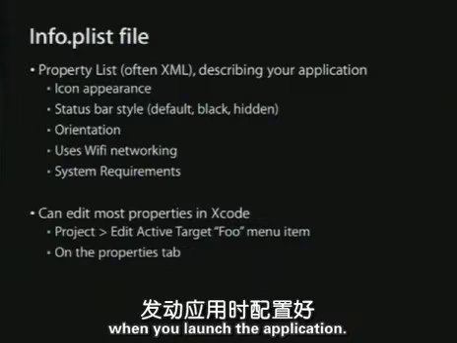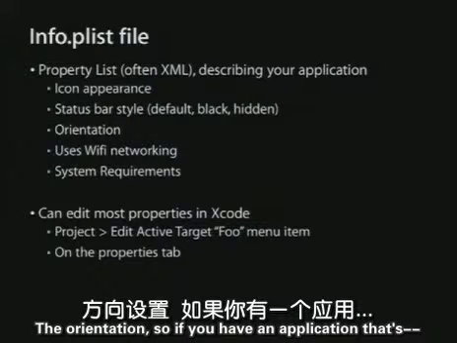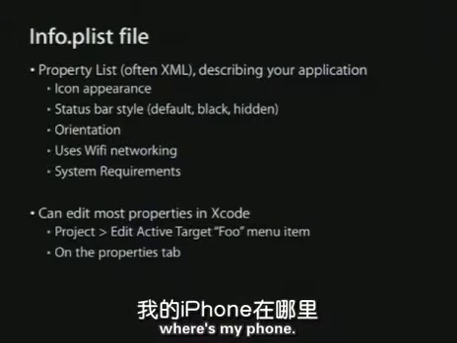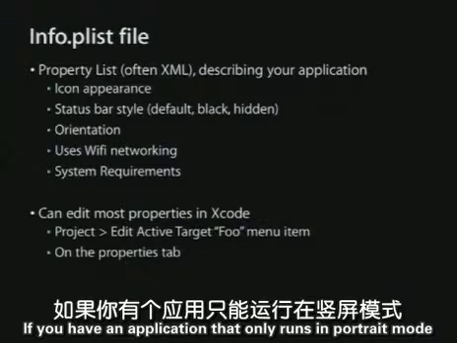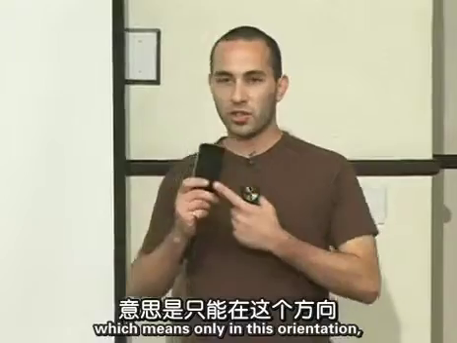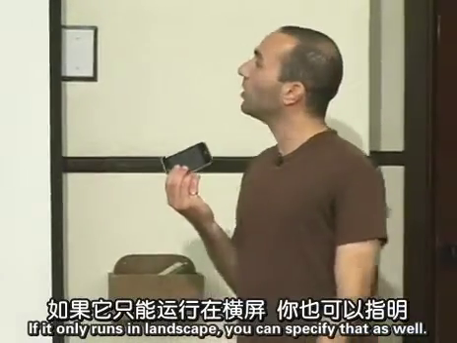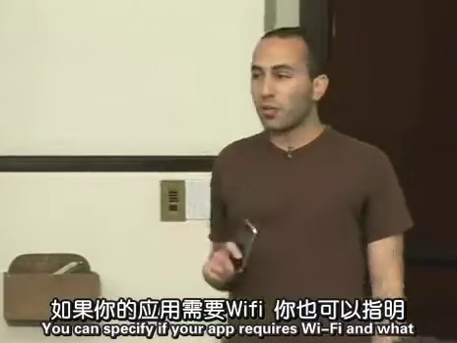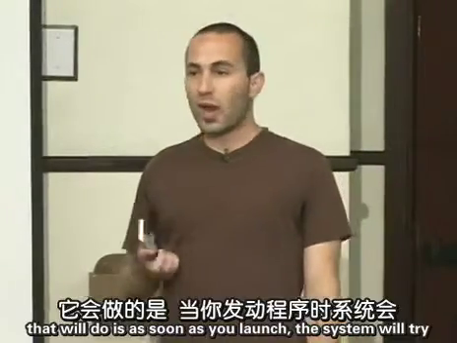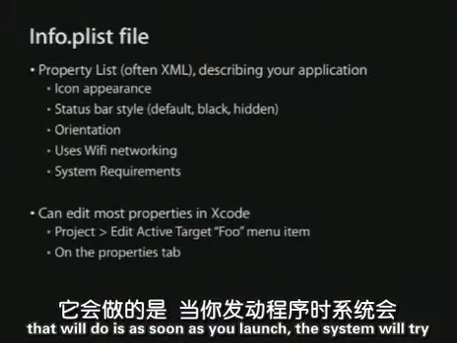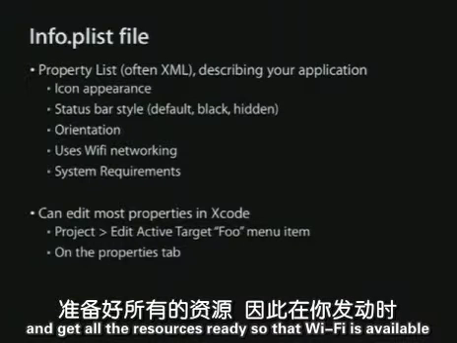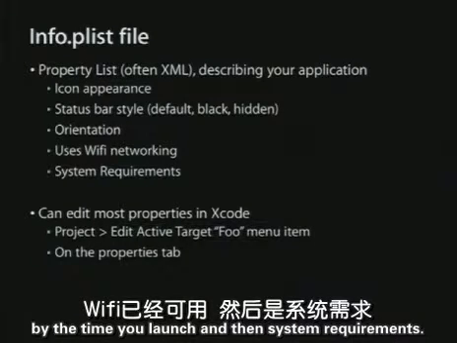The orientation, so if you have an application that only runs in portrait mode, which means only in this orientation, you can specify that. If it only runs in landscape, you can specify that as well. You can specify if your app requires Wi-Fi. And what that'll do is as soon as you launch, the system will try and get all the resources ready so that Wi-Fi is available by the time you launch.